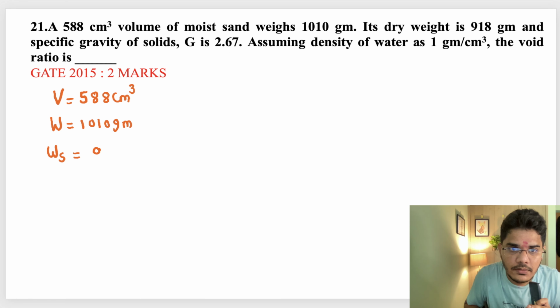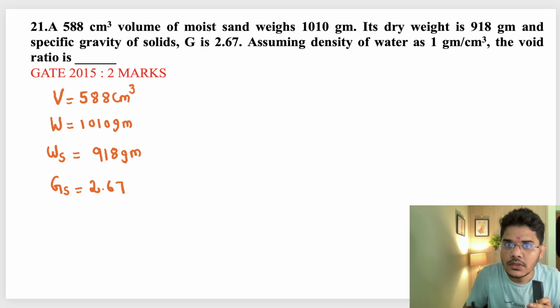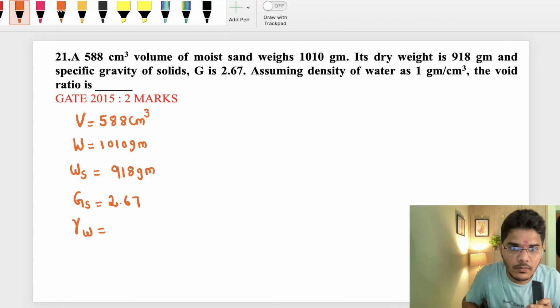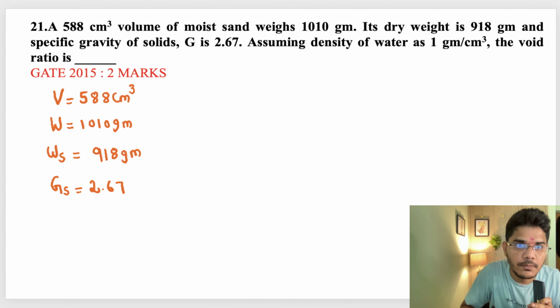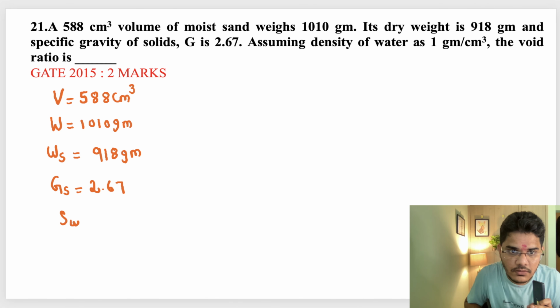So 918 grams. Okay, and specific gravity of the solids is 2.67. G suffix s is equal to 2.67. So assuming density of water as 1 gram per cc, so density of water or unit weight, okay, density of water is 1 gram per cc.